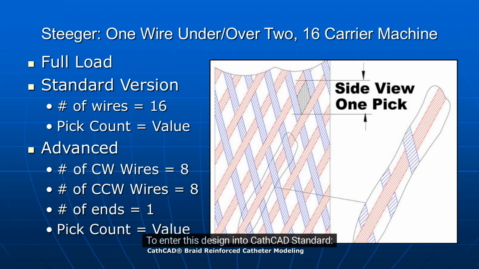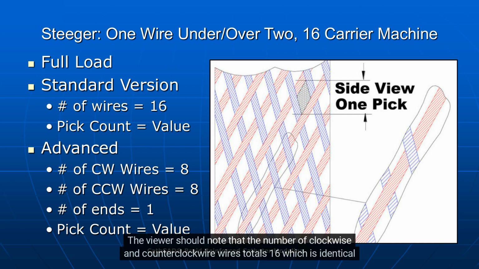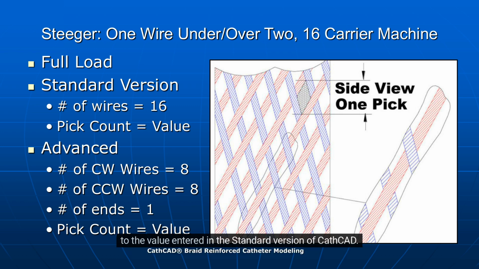To enter this design into CathCAD Standard, the number of braid wires is set to 16. The pick count entered should be that of the desired value. To enter this design into CathCAD Advanced, the number of clockwise wires is set to 8. The number of counterclockwise wires is set to 8. The viewer should note that the number of clockwise and counterclockwise wires totals 16, which is identical to the value entered in the standard version of CathCAD.